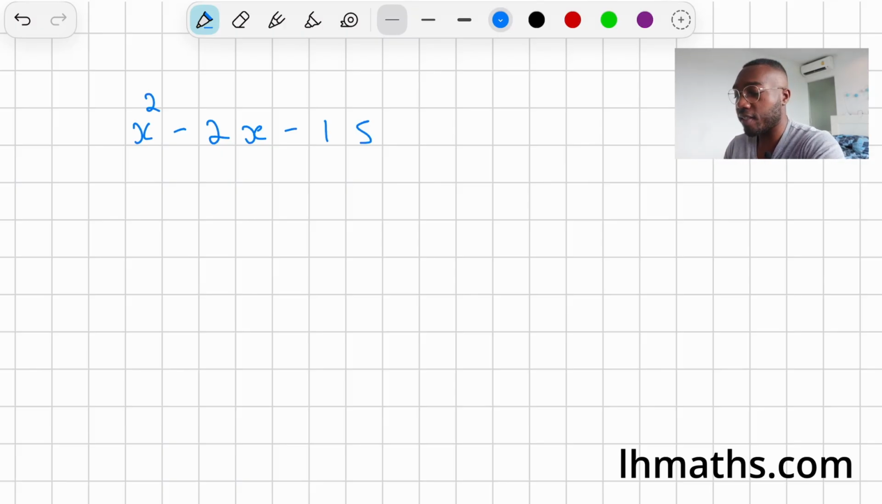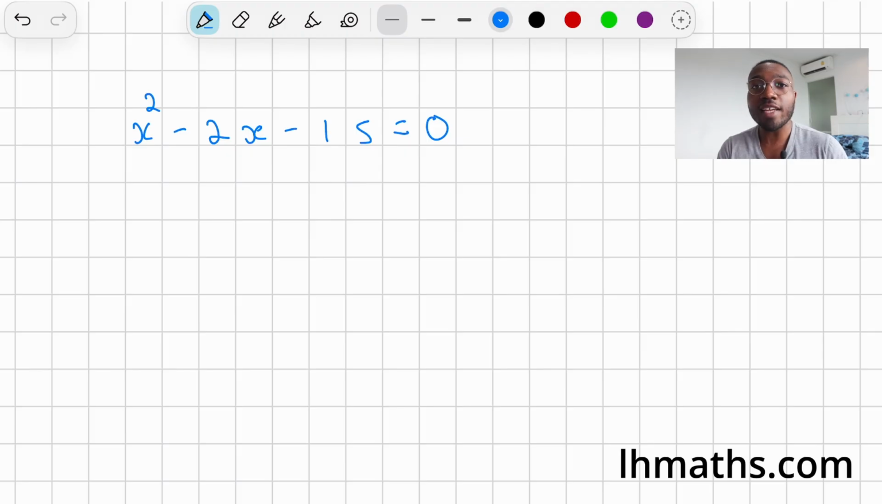So we are going to make this equal to 0. So now we have to solve the quadratic equation. So we need to find the x values where this equation would equal 0. So to do that, you do the same thing you would have done before, which is factorize the quadratic expression.